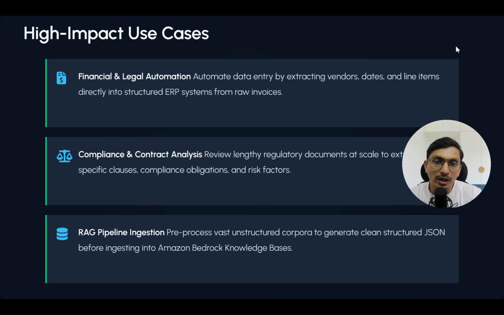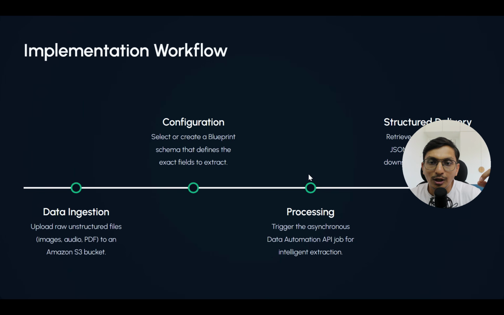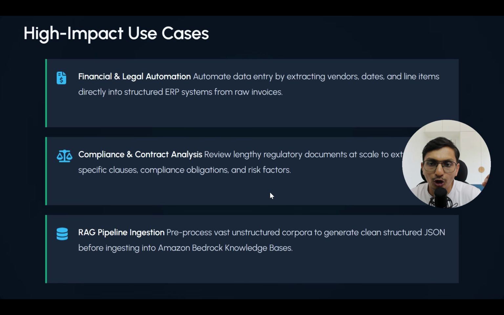Compliance and control analytics, where you can review lengthy regulatory documents at scale to extract specific clauses, compliance obligations and risks. And also you can use this for RAG pipeline integration, where you pre-process vast unstructured data to generate clean structured JSON before ingesting it into the knowledge base. So there is a wide variety of use cases you can cover using this feature. Where there is very heavy processing involved in extracting information out of documents, PDFs, audio or video, this is the feature you should rely on.